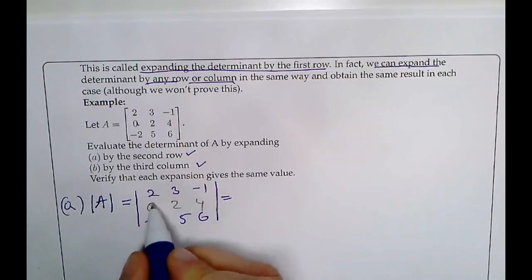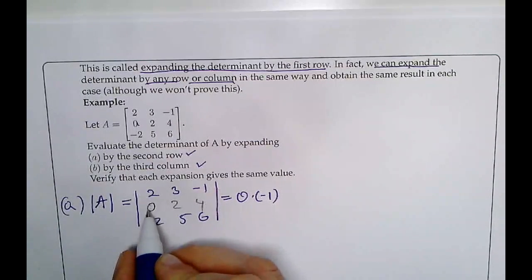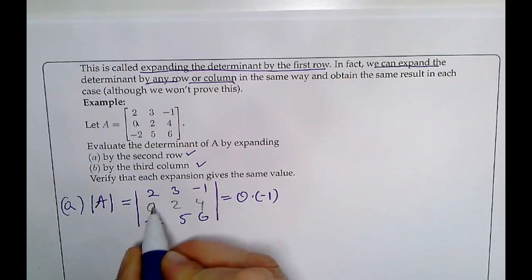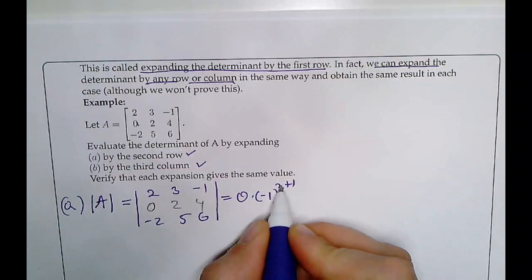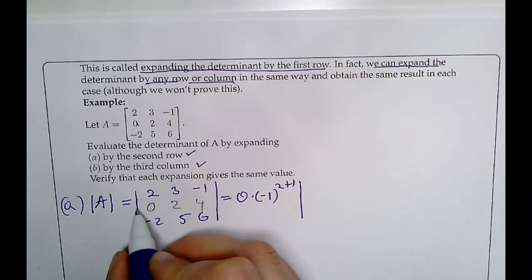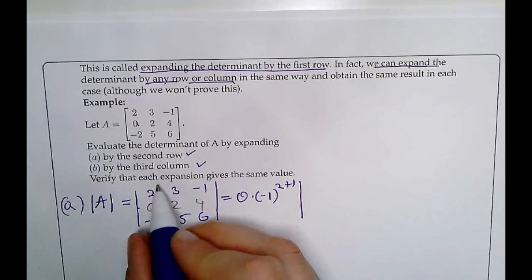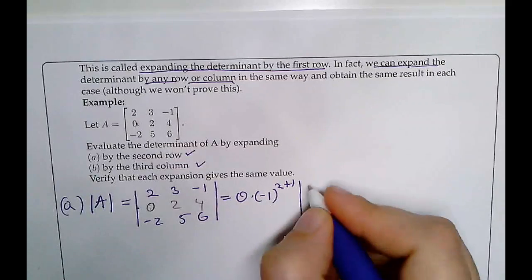So it's going to be the first element in the second row, which is 0, times negative 1 to the, what is the index of this? It's in row 2, column 1, so it'll be to the power 2 plus 1. So this is the row plus the column, times, if I was to remove the second row and the first column, I would just get 3, negative 1, and 5, 6.